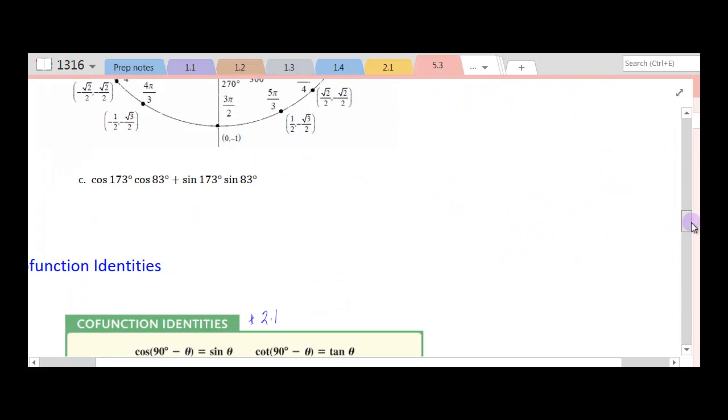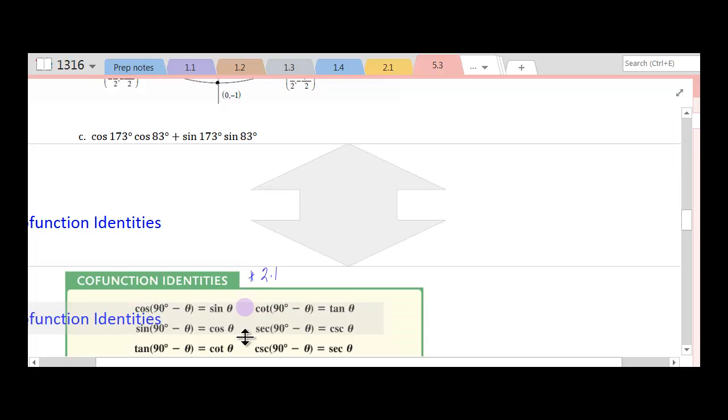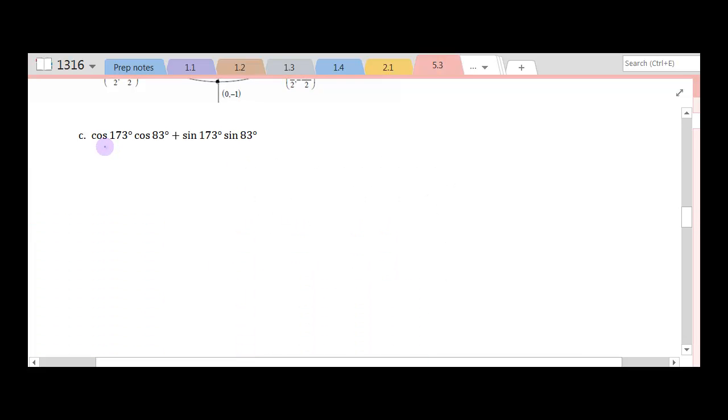So another example we want to look at is this right here. If I'm giving you the cosine of an angle times the cosine of another angle plus the sine of an angle times the sine of a different angle, you want to think to yourself, well, what is that? This is actually the cosine identity for the difference, okay? Because there is an addition sign here, I know that I'm looking at the difference identity.